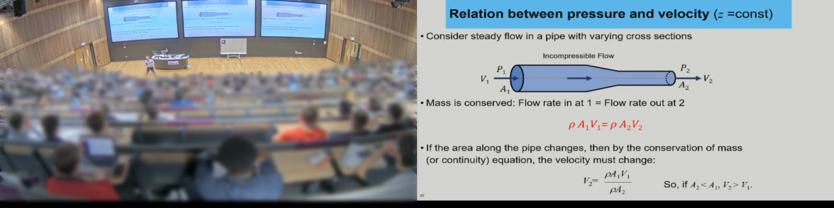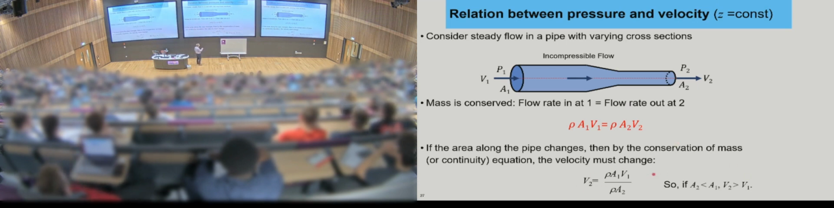I can rearrange that equation to get an expression for my velocity at the outlet, V2. If my area changes along the pipe, which it does in this particular example, then my velocity changes as well. So I've got rho A1 V1 over rho A2. That means that if my area decreases, my velocity increases. It must do that in order to conserve the mass. We can't destroy the mass in our pipe. It's not possible.